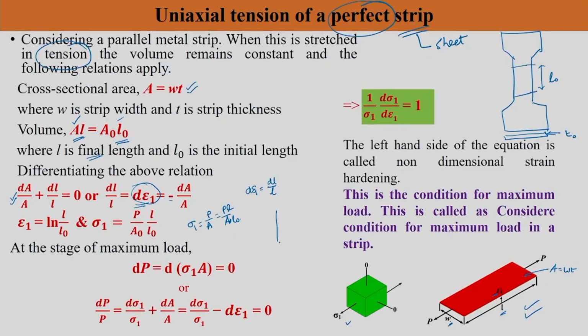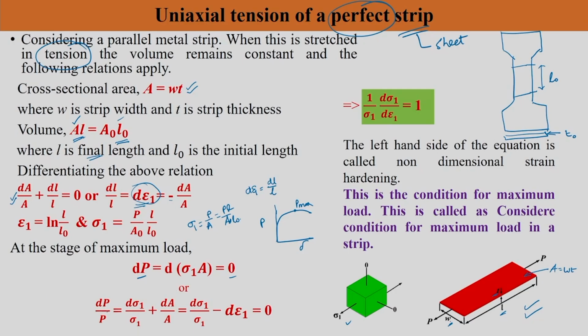that when the load reaches a maximum, for example, you draw a graph between load versus displacement, it reaches a maximum load, let us say P max. When the load reaches maximum P max, we are going to say that dP is equal to 0. This is the condition for instability, we can say. So at maximum load, dP is equal to 0.